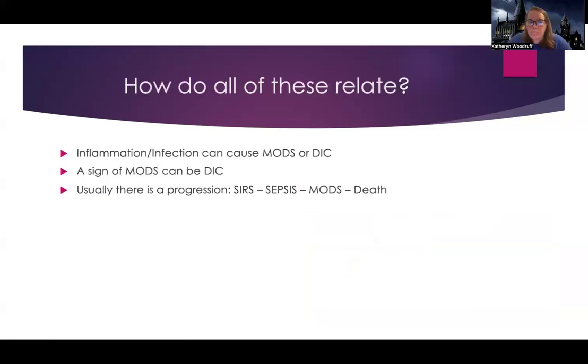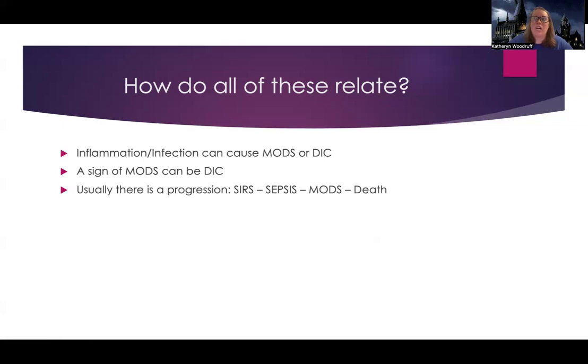So how do all these relate? There are some interconnections here if you're trying to figure out what is all this stuff that's going on. Inflammation and infection can cause MODS or DIC. So sometimes that's how you might see a connection between them, where a patient was in SIRS and then eventually went into MODS, etc. Or again, infection can lead to DIC, like really severe sepsis. And then a sign of MODS can be DIC.